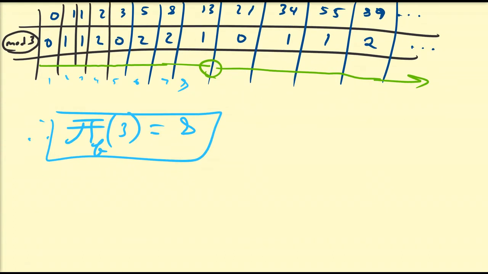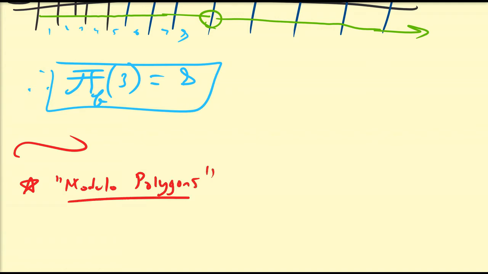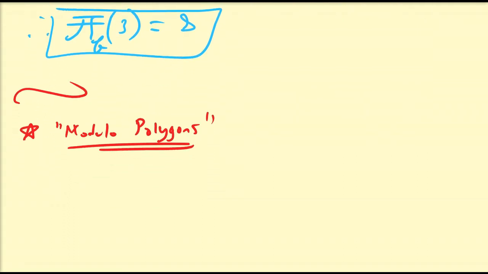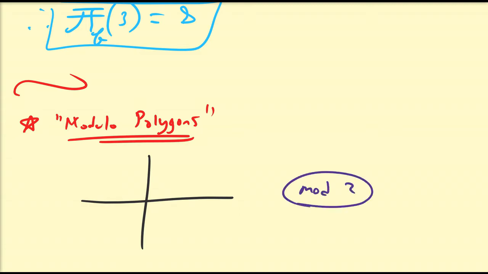All right, so how is a better way to visualize this, and how can I bring in the geometric nature of these patterns? I'm going to introduce the concept of modulo polygons. So modulo polygons. Okay? I'm going to be looking at the unit circle, sort of like the roots of unity. So let's assume we're interested in the modulo polygon of order 2 for the Fibonacci numbers.